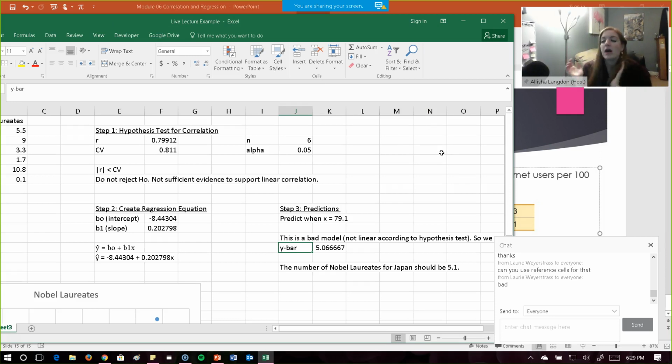Now, tomorrow I'll try to pick an example where it is a good model and we can see the difference then. Any questions on this one? Anything you want me to clarify there? Let me write that down. Step 3, predictions.